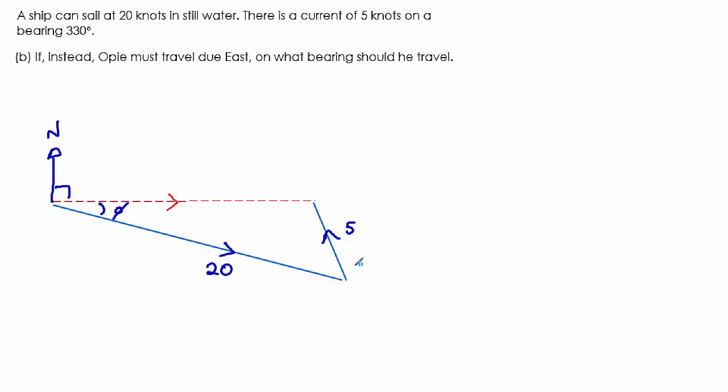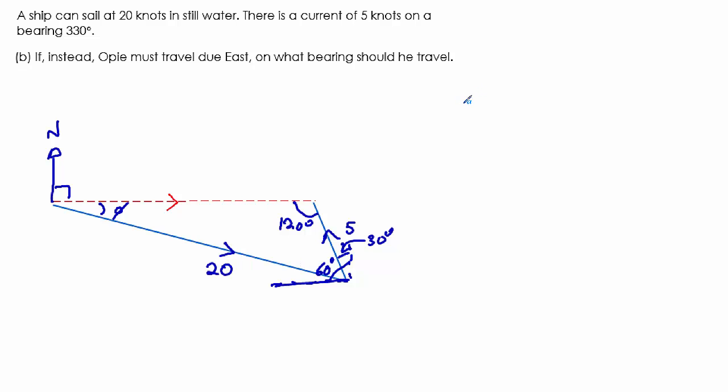Now what angles do we actually know here? Well, we know that this is on a bearing of 330, so therefore this angle here in here is 30 degrees. So if I do an angle across there, this one here would be 60 degrees. And then we've got these parallel lines here. So if this one's 60, this one must be 120 degrees. So we have enough information.